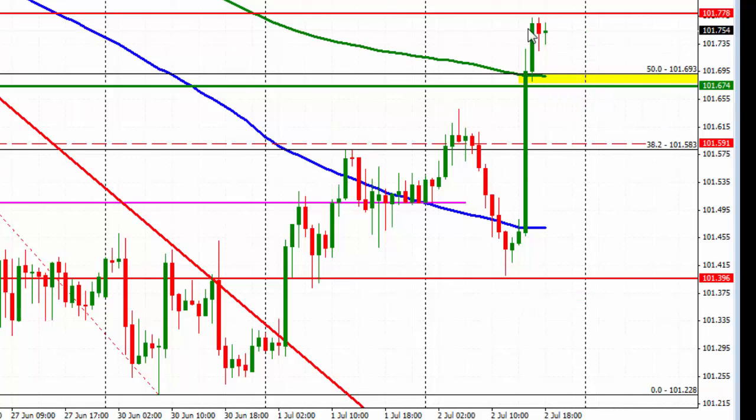By the way, these two lines right here, this red line and this red line, represent the average trading range over the last 22 trading days. So the dollar yen has reached that 22-day average.